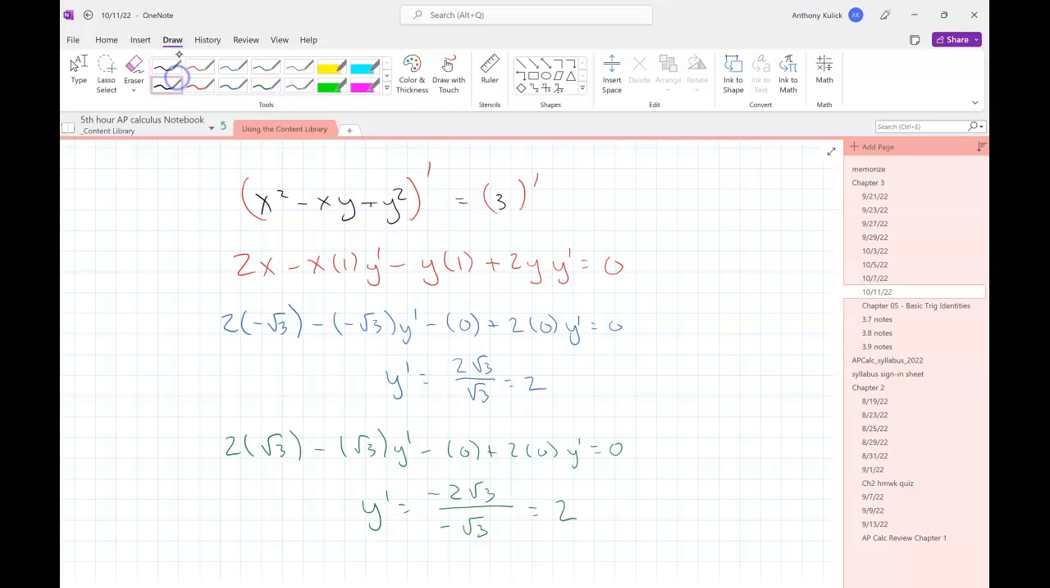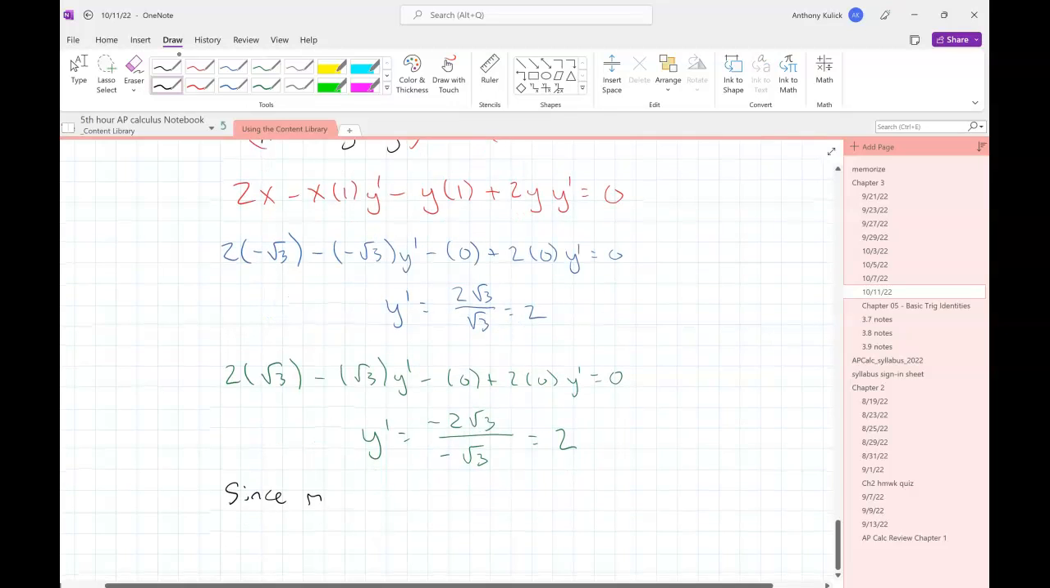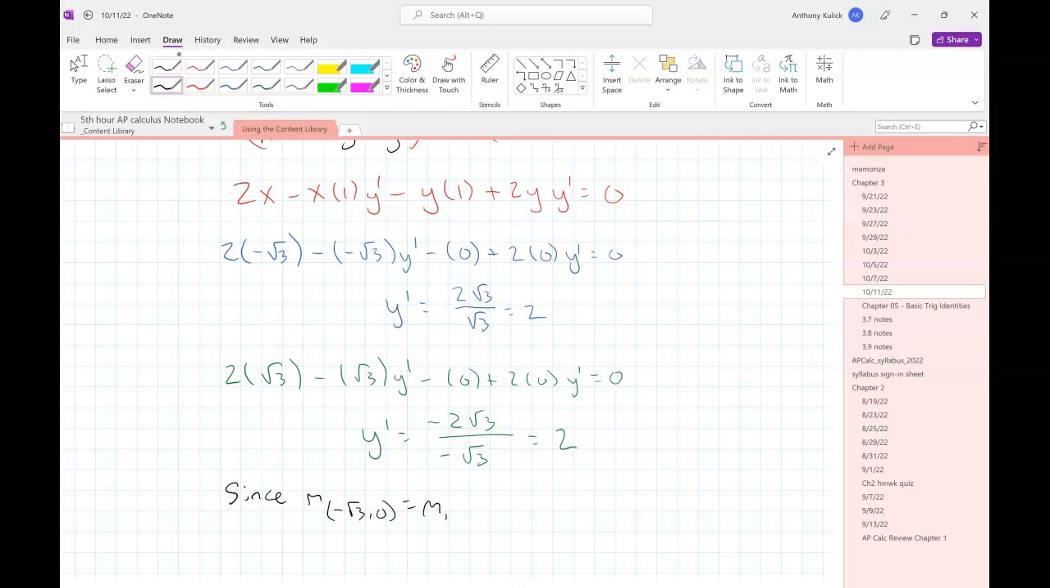So since the slope at the point negative root 3, 0 is equal to the slope at the point positive root 3, 0, the tangent line through negative root 3, 0 is parallel to the tangent line through positive root 3, 0. And we're done.